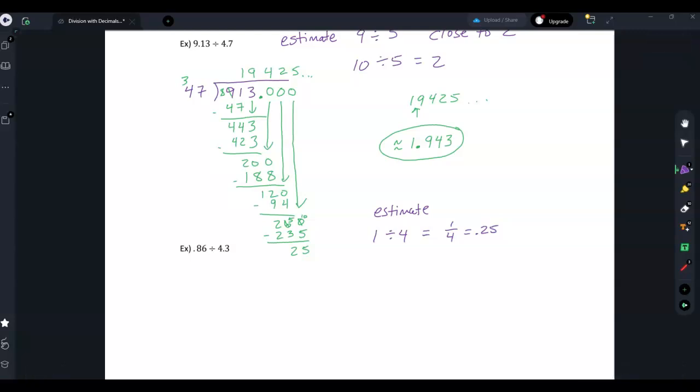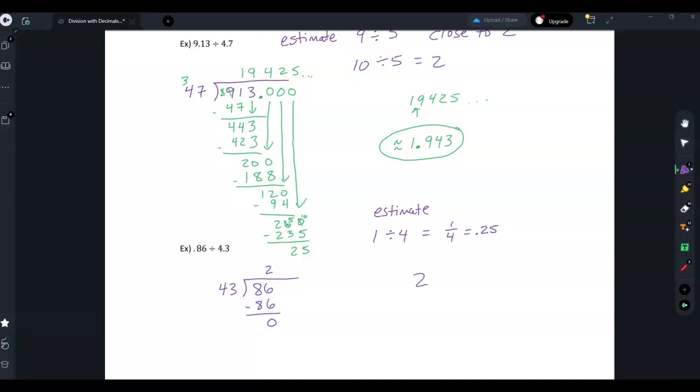So then I'm going to go ahead and do the division. But when I set up my long division, I'm going to leave those decimals out entirely. So I'm going to do this as if it was 86 divided by 43. And that one's not bad at all. I can see that that's going to go in 2 times. 2 times 3 is 6, 2 times 4 is 8. So I get a remainder of 0.